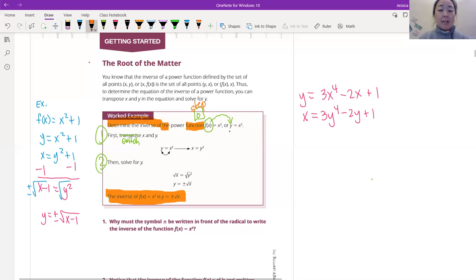All right, so that's our step 0. That's the very first thing we do. If it's not written in function notation, then don't worry about it. You can just start at step 1. But if it is written in function notation, you have to do this first step.